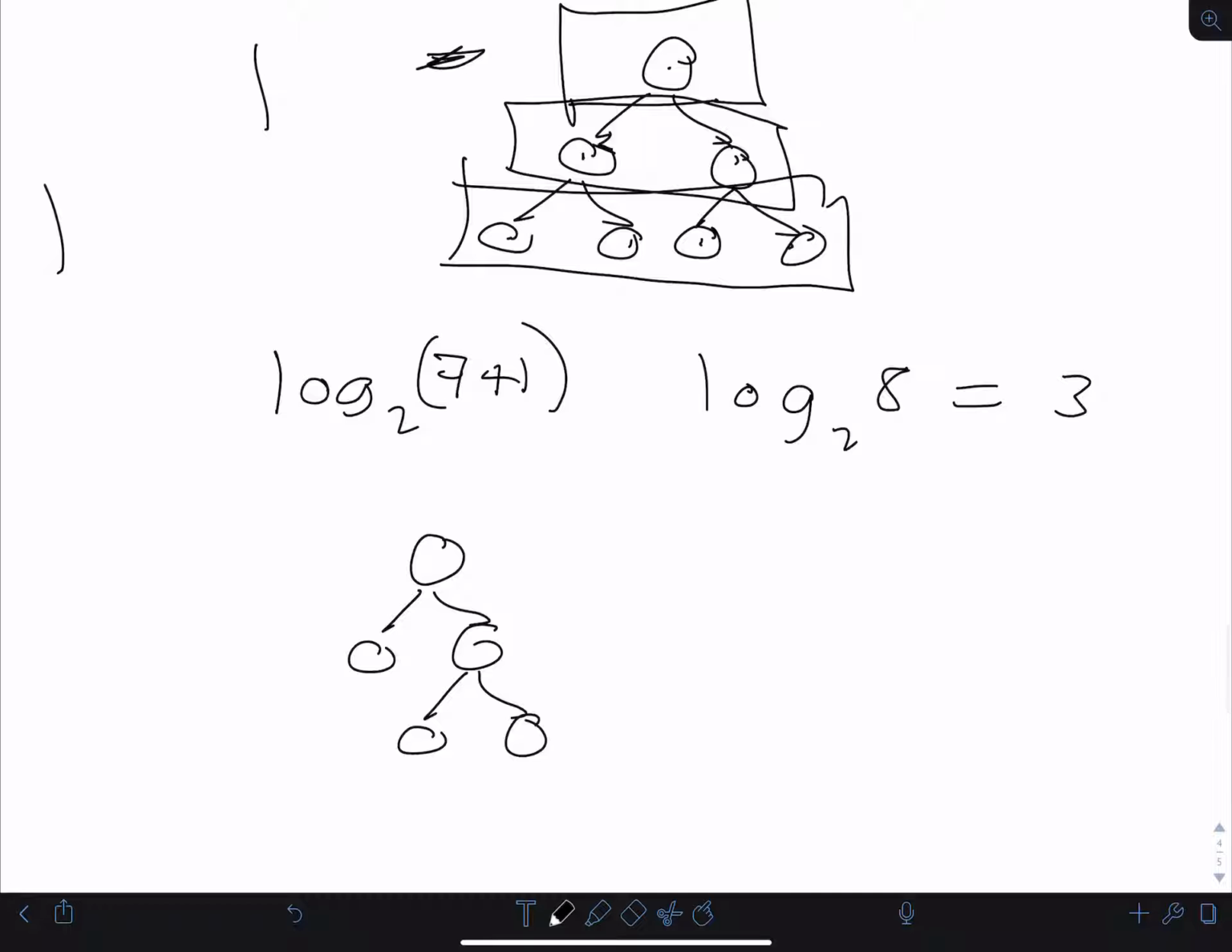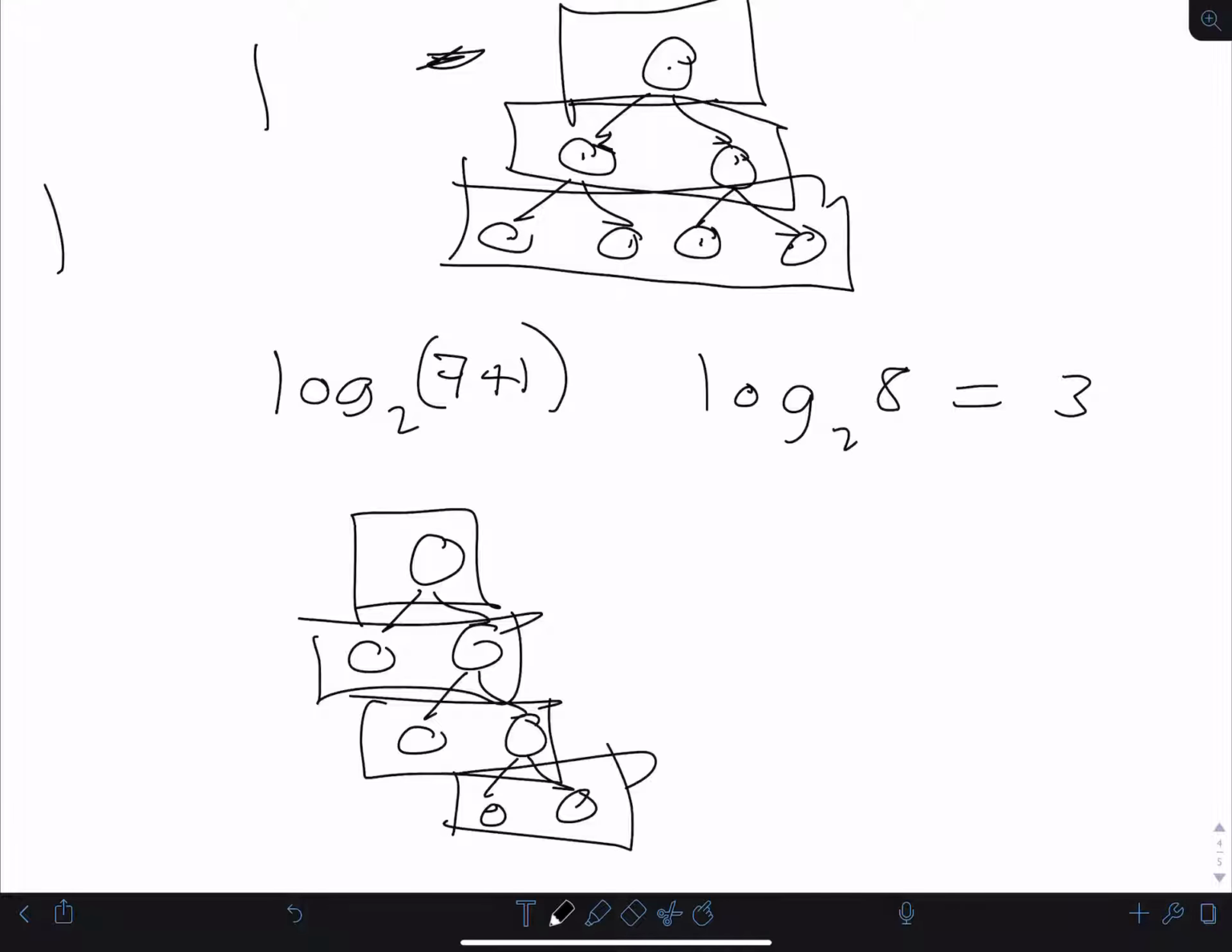So you have 7 nodes, right? 1, 2, 3, 4, 5, 6, 7. So here we have 7 nodes. We have 1, 2, 3, 4, 5, 6, 7 nodes. But the height is more than 3, right? Or the number of levels is more than 3. In fact, we have 2, 3. We have 4, right? But we want to find out the minimum, right?